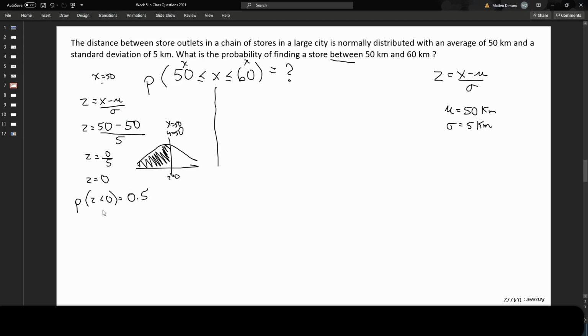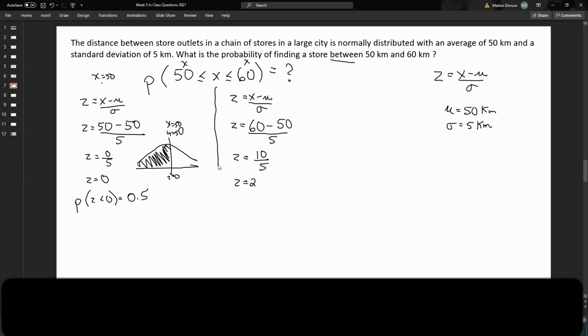Well, there's that. Now we're going to do this one here. So, same formula. And what do we get? 60 minus 50 divided by 5. Well, this is another easy one to do in our head. 60 minus 50 gives us 10 divided by 5, which is 2. So that's great. You got this here with your mean at 50 and the x value at 60.